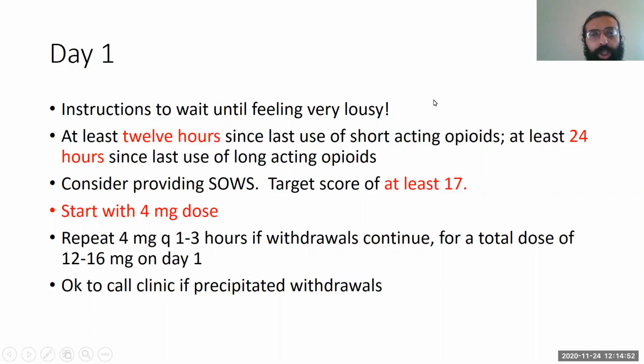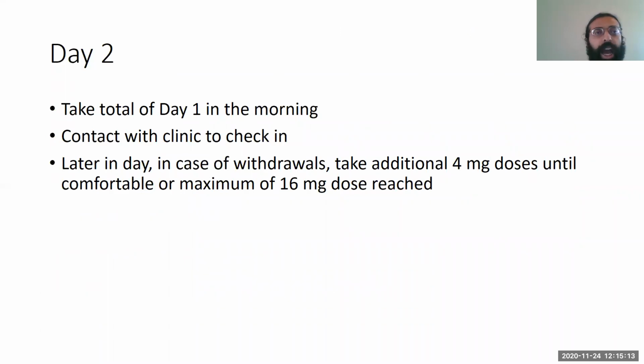You want a target score of at least 17, which is sort of mild to moderate withdrawals, before you start taking the buprenorphine. Then I essentially have them start with 4 milligram doses, repeating every couple of hours as needed until patients get to about 12 to 16 milligrams on day 1. We check in with the patient on the phone on day 2 to see how things went. On day 2, they just continue the process, doing more 4 milligram increments until they feel better or until they get to 16 milligrams.